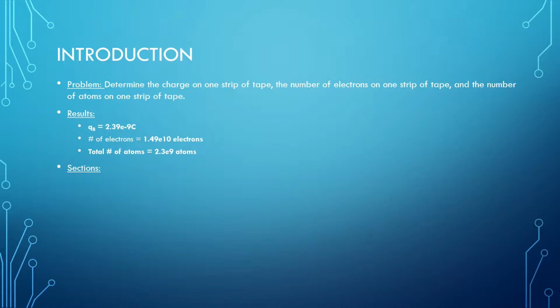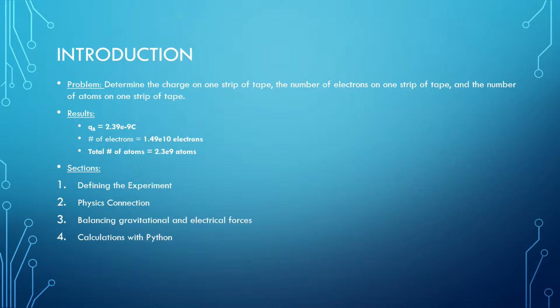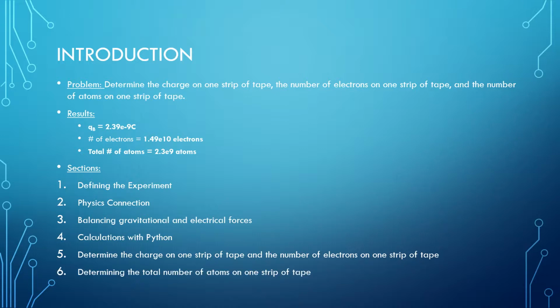The sections of this lab include defining the experiment, the physics connection, balancing gravitational and electrical forces, calculations with Python, determining the charge on one strip of tape and the number of electrons on one strip of tape, and finally, determining the total number of atoms on one strip of tape.